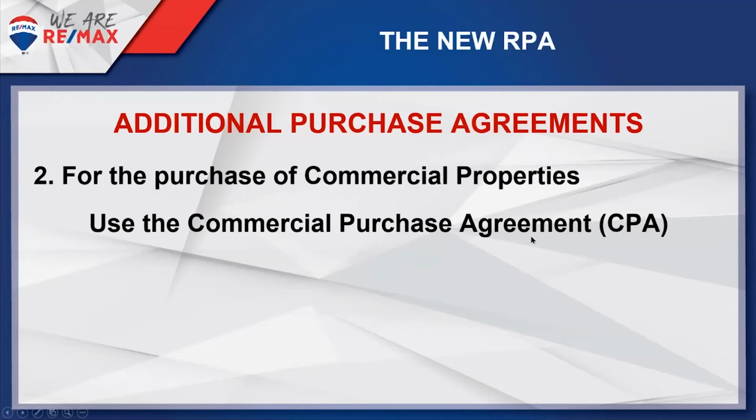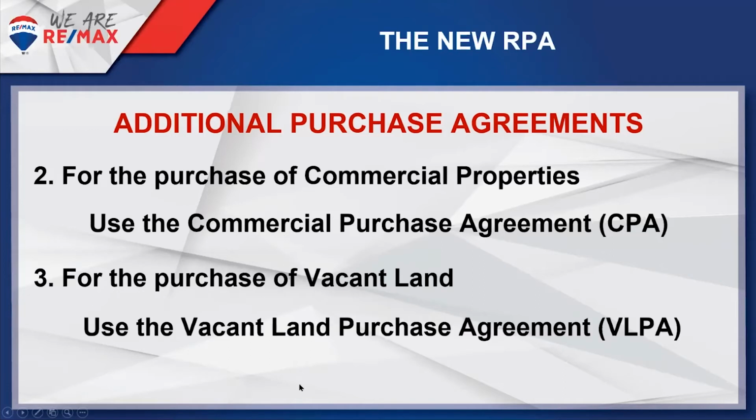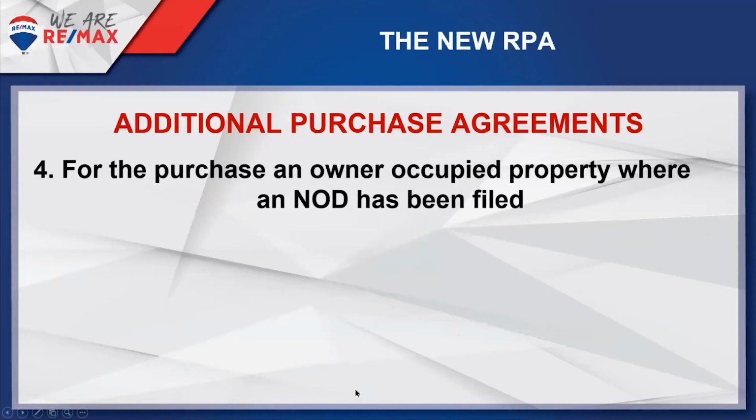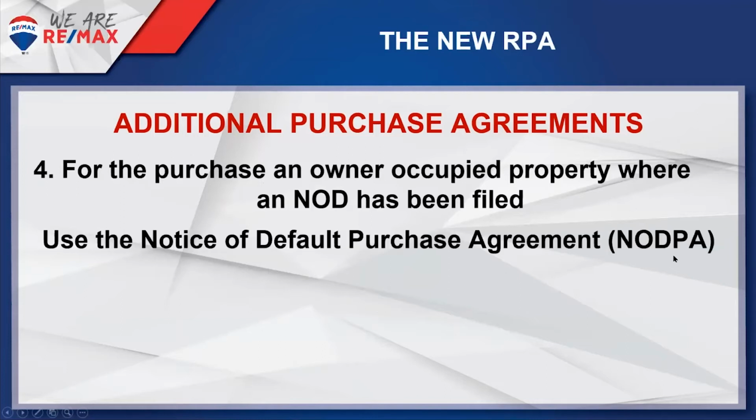So a commercial purchase agreement is not necessarily a business op. It is a commercial property. Okay. Purchase of vacant land, use the VLPA, Vacant Land Purchase Agreement. If you are selling a property that is owner occupied and a notice of default has been filed, you must use the NODPA. Otherwise, it wasn't our agent, it was the spouse of one of our agents, who bought a property that was owner occupied and had a notice of default filed. And that person did that purchase separate from the spouse. So the spouse wasn't involved in it.